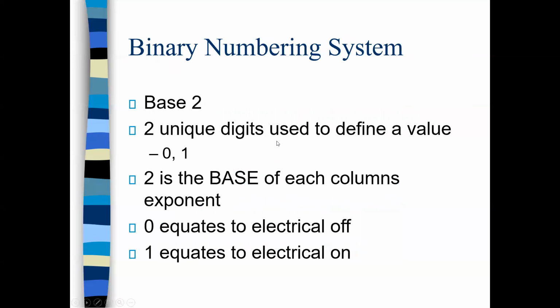Now, what does that have to do with binary? Well, binary is base 2. So I can only use 2 unique digits to define values, 0 and 1. 2 is the base of each of our columns, because that's now the base of our numbering system. And why this is so handy for working with computers is I have off and on, 0 and 1. So I can keep track of something electronically.